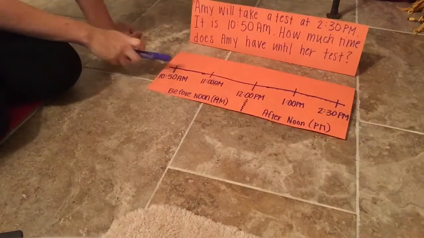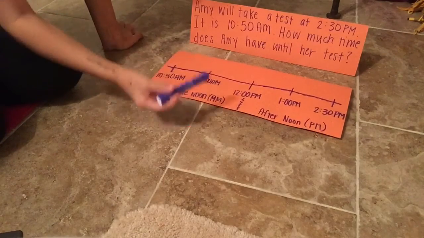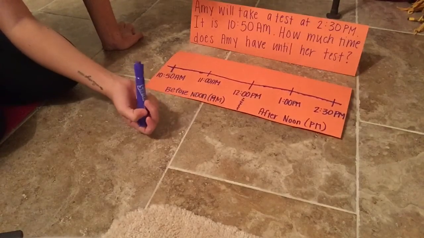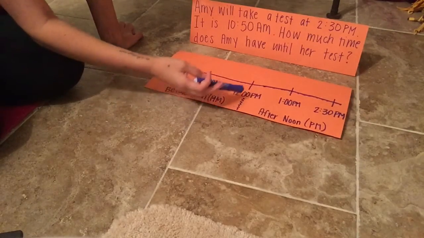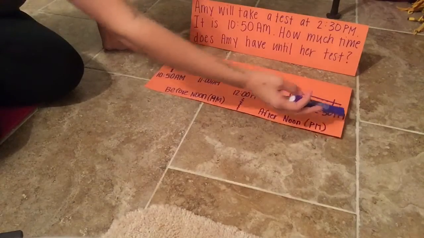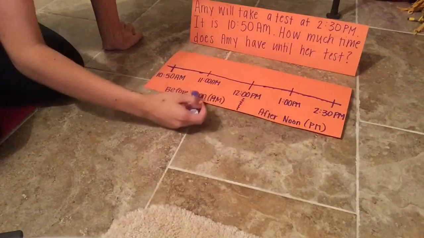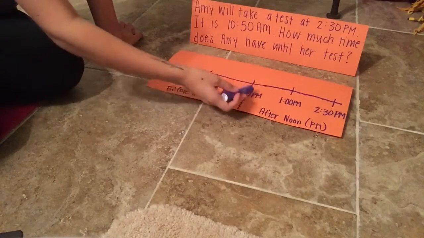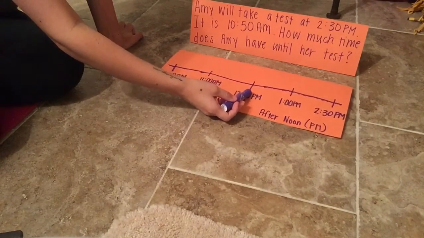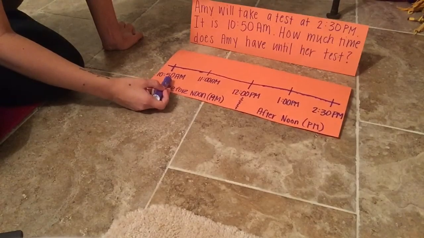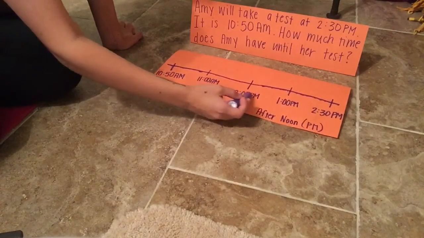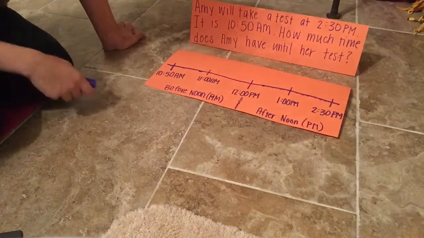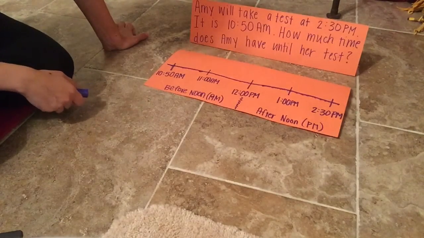So I made this little linear model chart right here. And I started it off at 10:50 a.m., and I put a little reminder that a.m. means before noon down here. So we end at 2:30 p.m., and like I put down right here, p.m. means it's afternoon. So any time before 12 p.m. is our a.m. time, and any time after is our p.m. time.